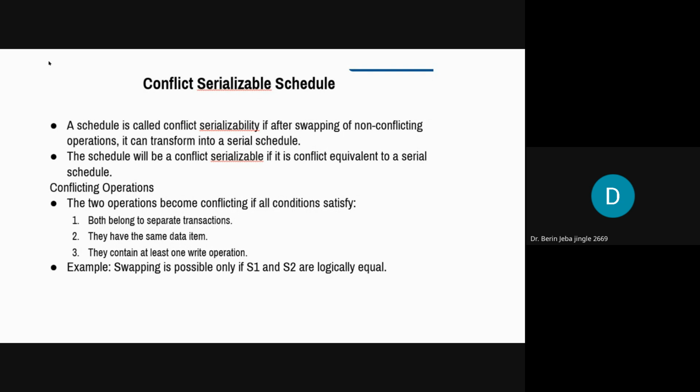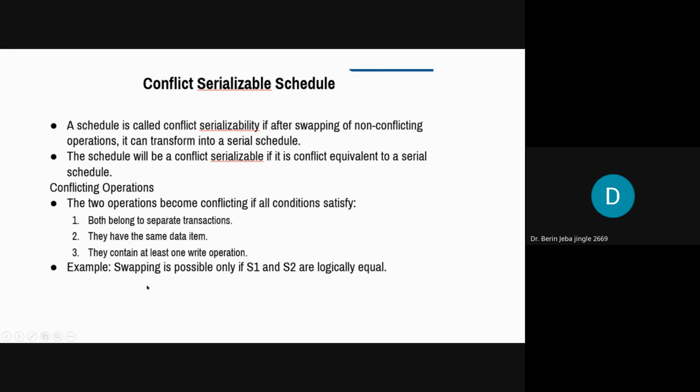A schedule is called conflict serializable if, after swapping non-conflicting operations, it can be transformed into a serial schedule. The schedule will be conflict serializable if it is conflict equivalent to a serial schedule. That is everything we are going to study in this part.